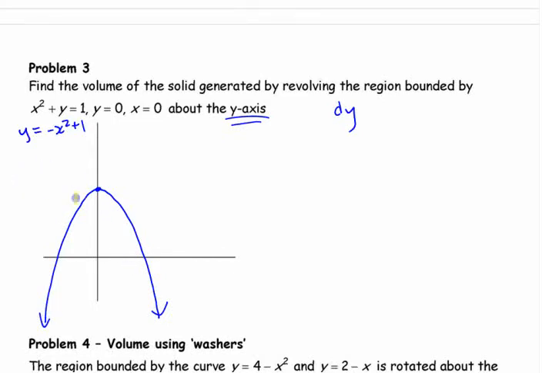And you're looking at this right here, right? This area in here, and you're rotating that around. So it's going to look like a cup, again, the same kind of shape we had before, I think. Or a bullet.